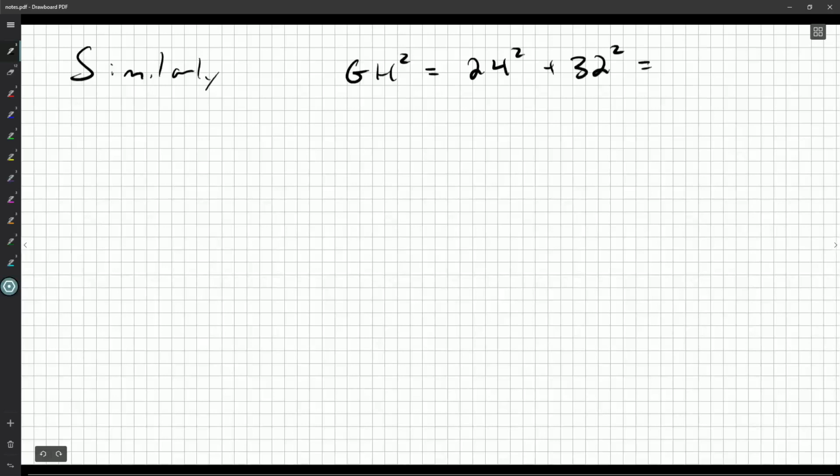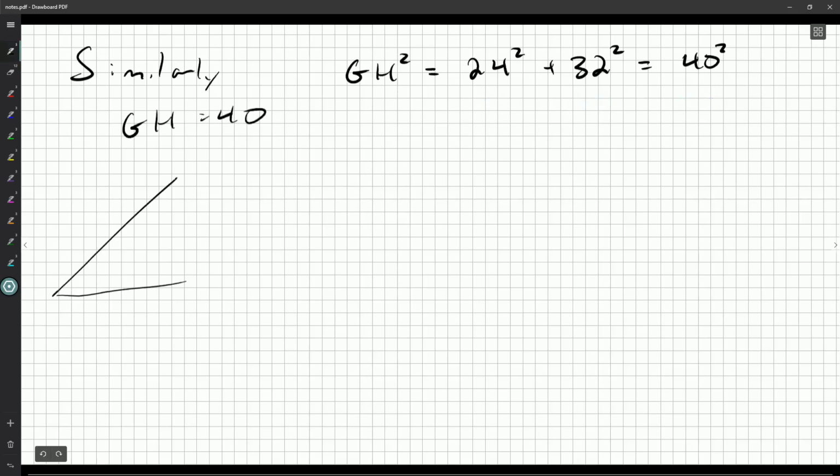Similarly, GH squared, that's the hypotenuse of GSH, is going to be GS squared, 24 squared, plus SH squared, 32 squared. And we can see that this is 3 times 8, and this is 4 times 8, so the answer should be 5 times 8, again using a 3, 4, 5 triangle. So we should get 40 squared. Okay. And so GH is 40.